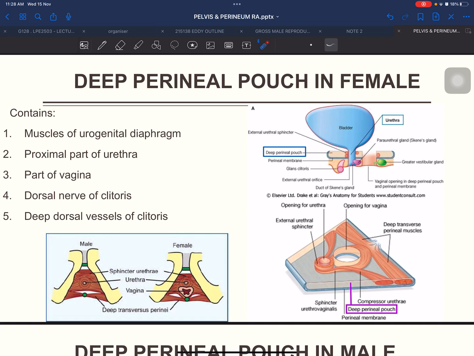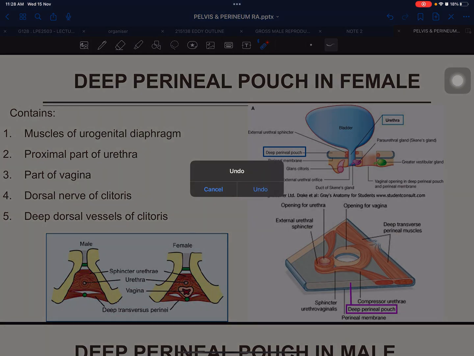Now the proximal part of the urethra is here, and part of the vagina, the upper part of the vagina. Then the dorsal nerve of the penis and the dorsal vessel of the clitoris. They are not here. During the female reproductive system you will encounter the dorsal nerve of the clitoris and the deep dorsal vessel of the clitoris. So these are the components of the deep perineal pouch. How about in male?